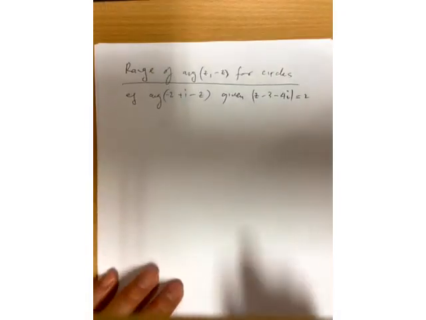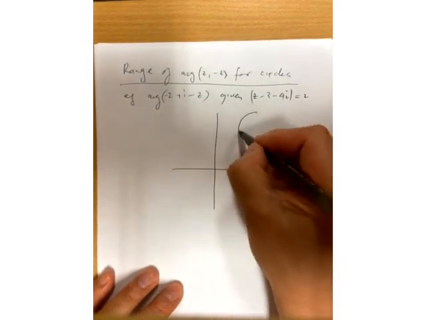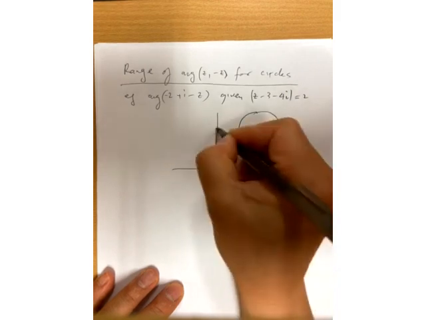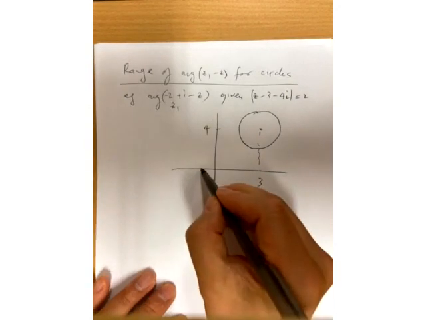All right, so now you have a circle. The circle is centered at (3, 4), exactly the same as our other example here. So that's 3, that's 4. Z1 is (-2, 1).